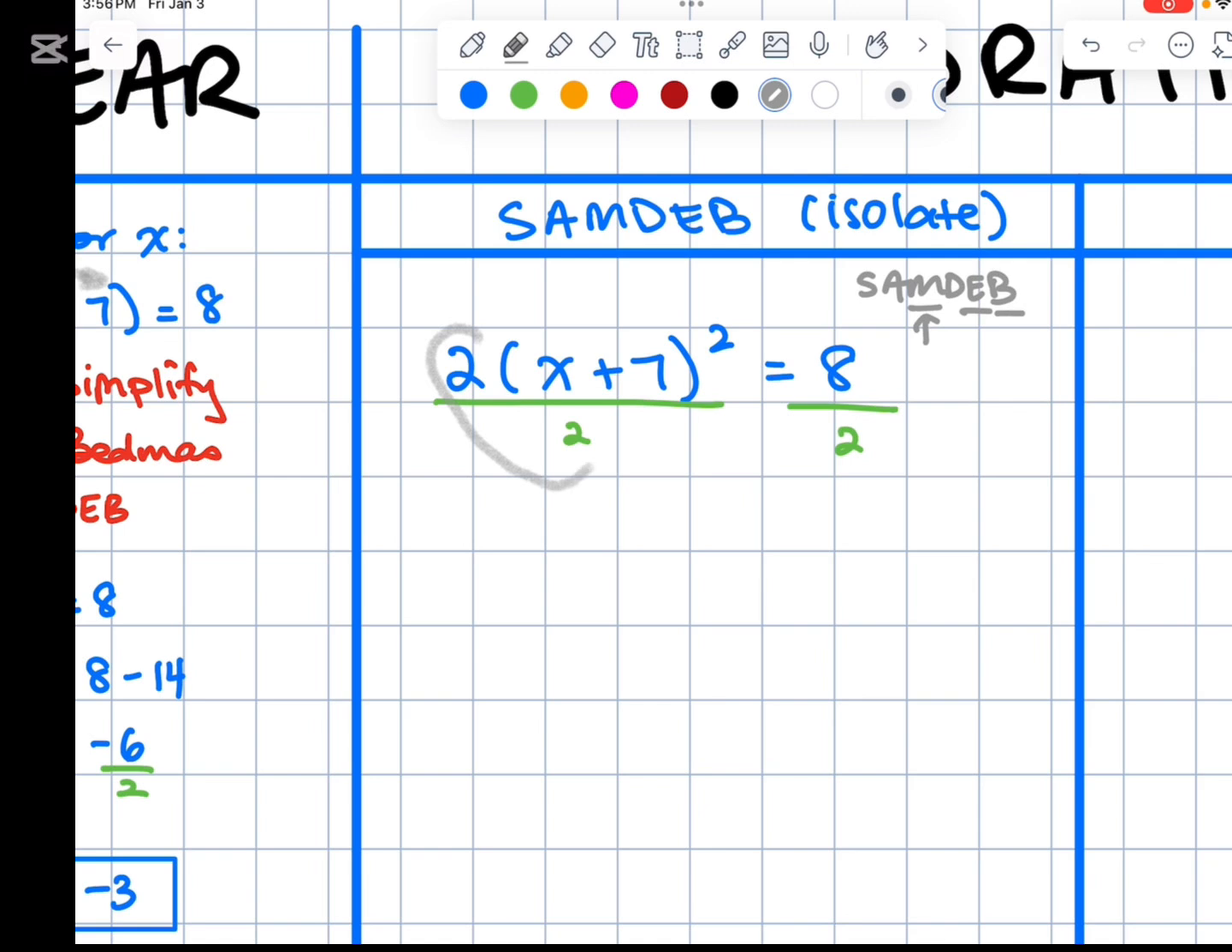The 2 divided by 2 reduces out to just be a 1, so we don't even need the 1 there. I'm just going to rewrite this as x plus 7 squared equals 4. According to SAMDEB, I now have to deal with my exponent.